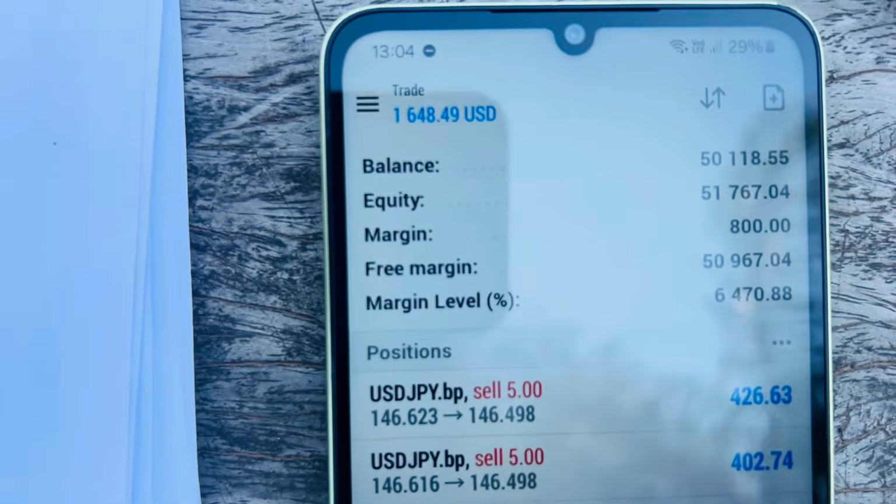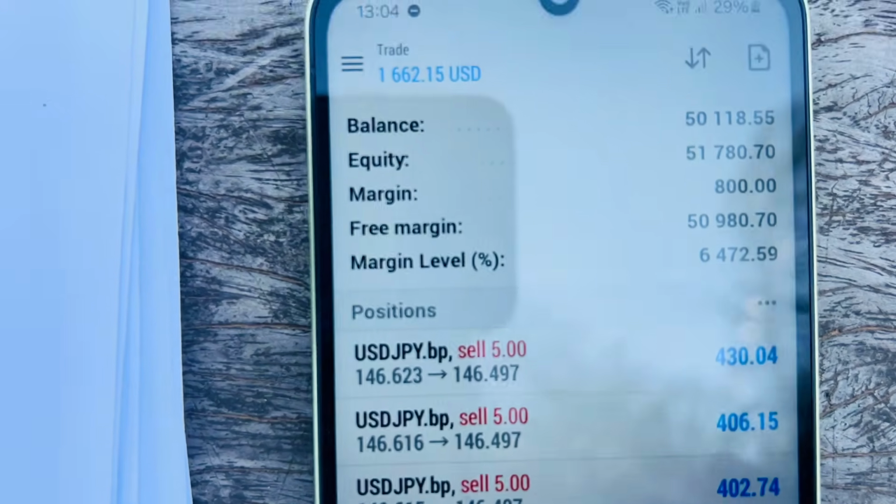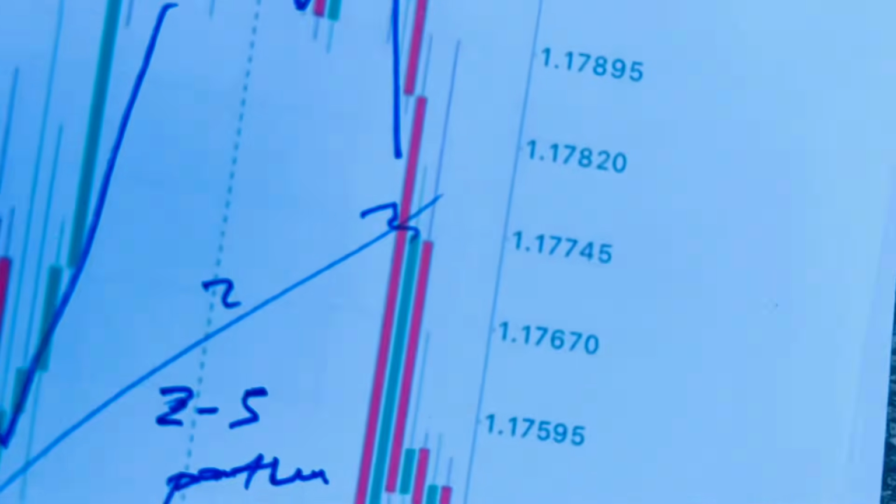So if you like to advance yourself, or advance your skill and get better experience, that's how we trade this market, this is how we can do it.